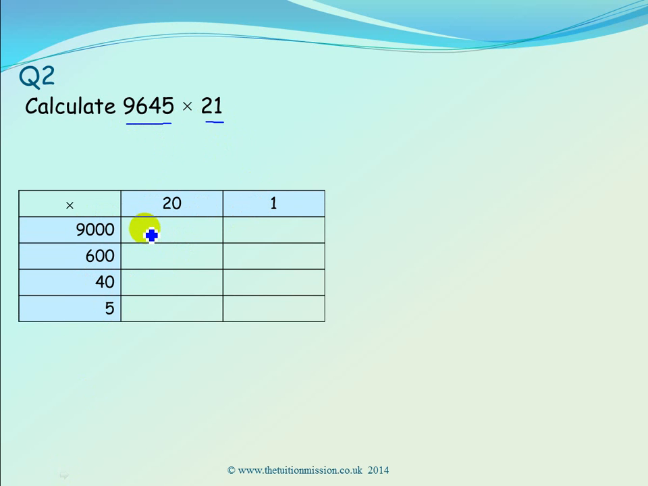9 times 2 is 18, so I put my 18 in the cell here and count up 1, 2, 3, 4 placeholding zeros. Then 6 times 2 is 12, so I put my 12 down and count up 1, 2, 3 placeholding zeros. 4 times 2 is 8, followed by 2 placeholding zeros. And 5 times 2 is 10, followed by 1 placeholding zero.